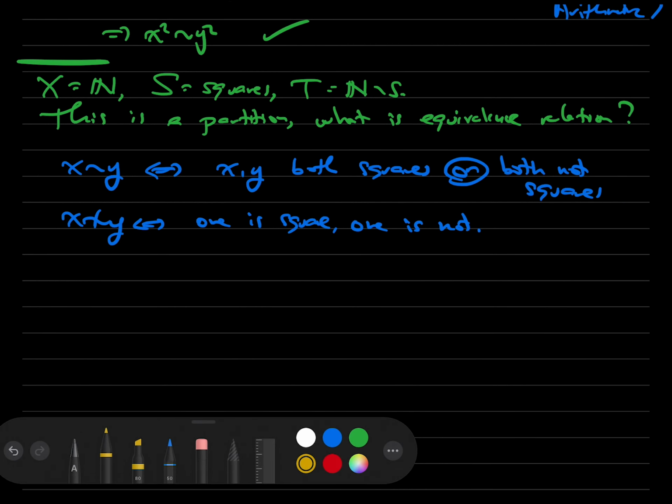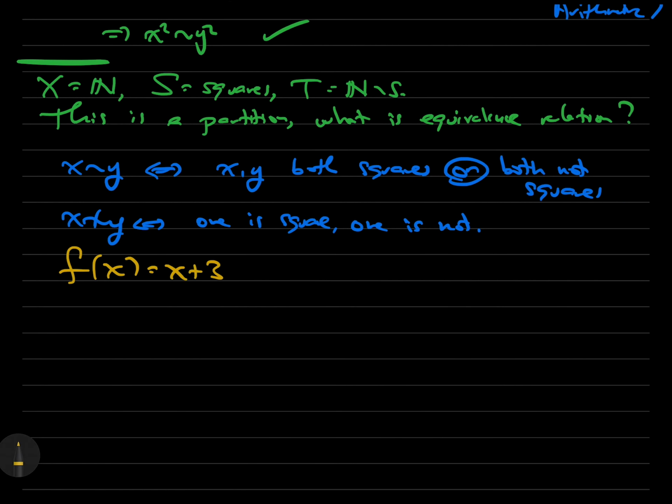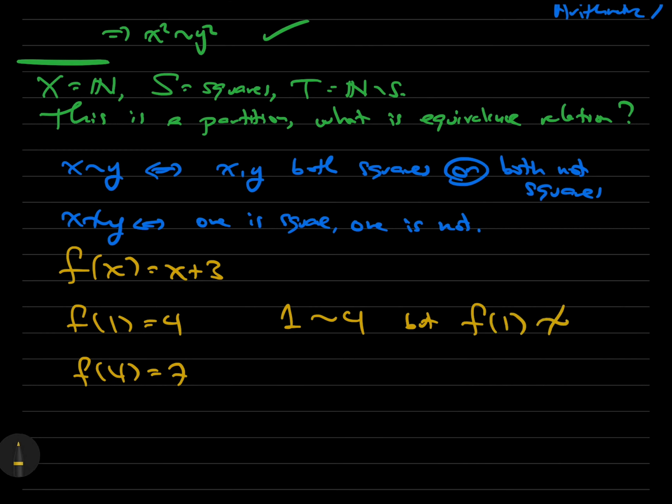We have our equivalence classes. Now here's a function. f of x is x plus 3. That's a perfectly valid function. And let's check. f of 1 is 4. f of 4 is 7. So notice, even though 1 is equivalent to 4, they're both perfect squares, f of 1 is not equivalent to f of 4, because 4 is a perfect square and 7 is not.